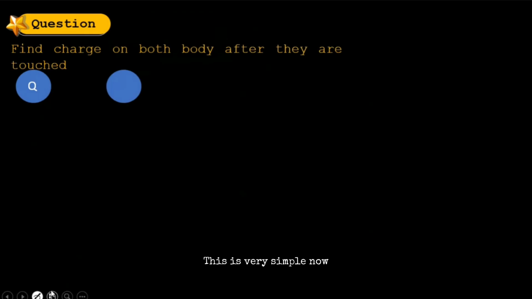So now you can answer this question. This is very simple now. The question is: find the charge on both bodies after they are touched. Initially one has Q charge, the other has zero charge. So if we just touch them and put them apart, what will happen? What will happen finally?